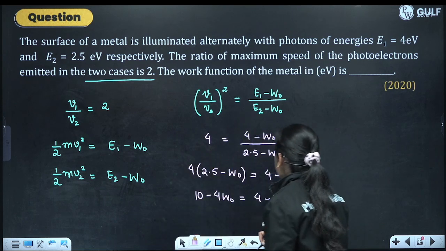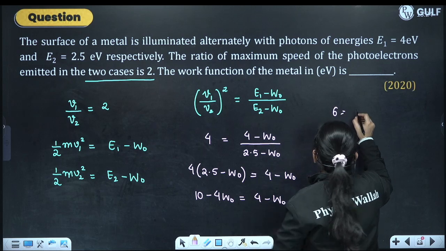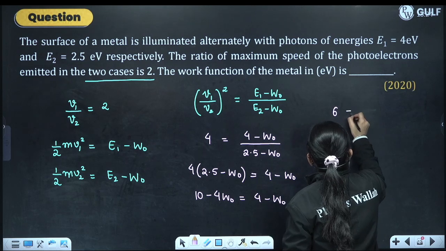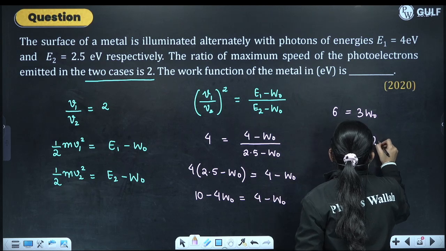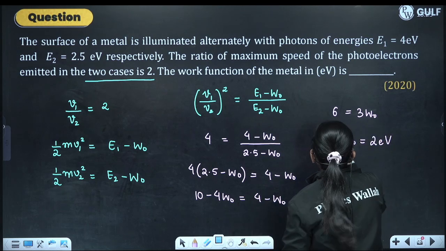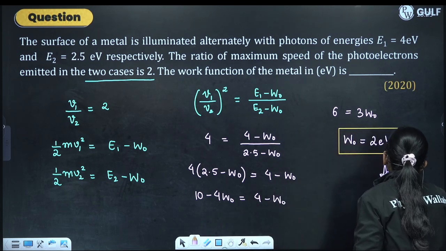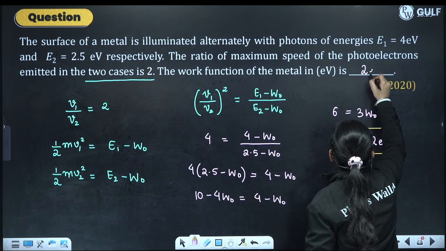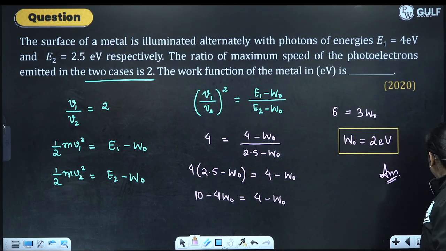This is what we will get. So 10 minus 4, 6 is equal to 3 times the work function. So the work function will come out as 2 electron volt. Okay, so this is a NAT, numerical answer type question. So you will write it as 2 electron volt. Okay, that will be the answer.